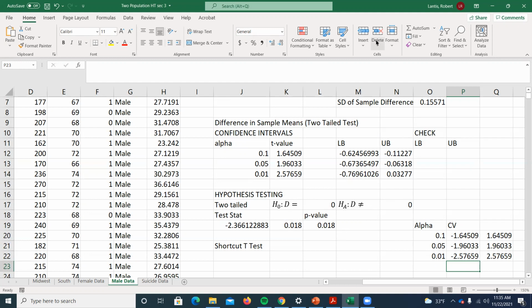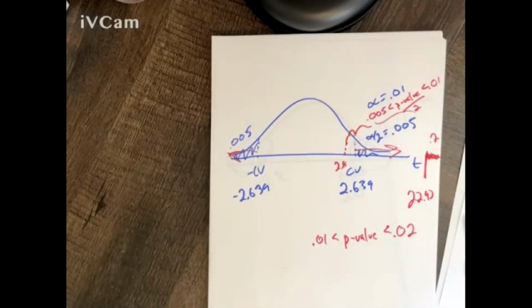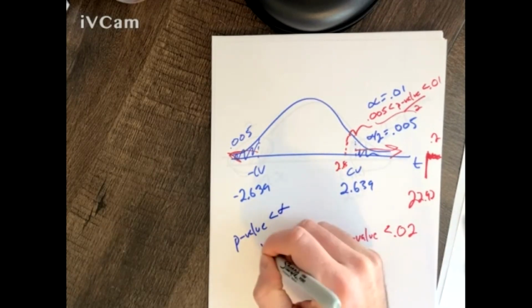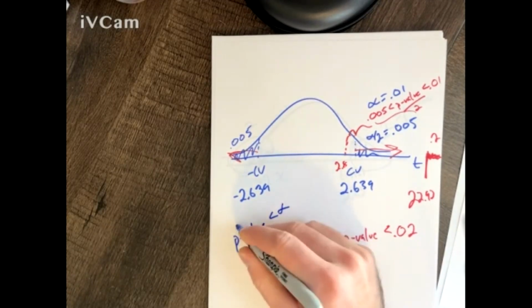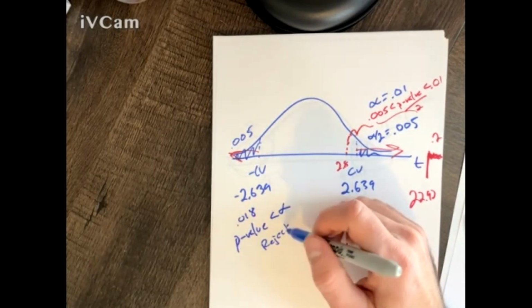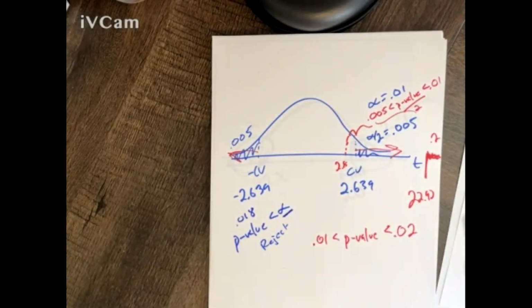We said we only reject if that p-value is less than alpha. So if our p-value is 0.018, that'd be less than 0.1 and 0.05, but not if alpha is 0.01. So we get the same kind of rejection decisions.